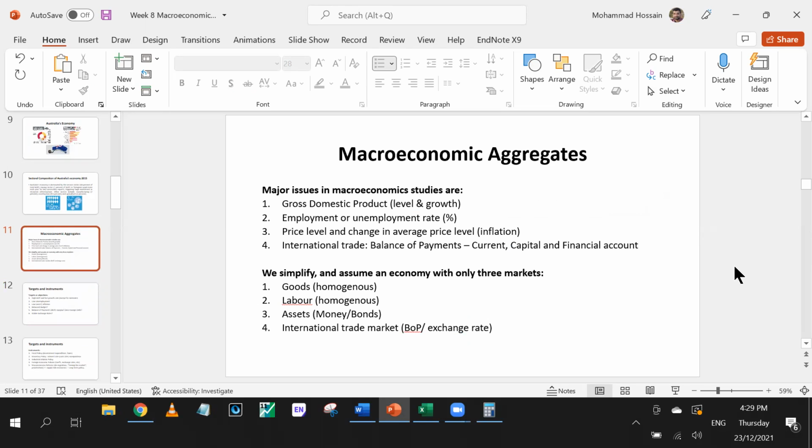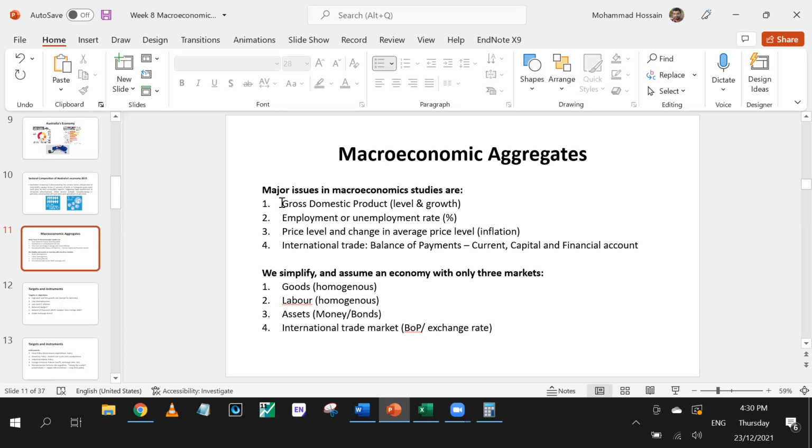All right, now let's talk about macroeconomic aggregates. What does it mean? Major issues of macroeconomic studies are gross domestic product, employment, unemployment. These are the things to check when we talk about macroeconomics. We talk about GDP, employment, unemployment, inflation, balance of payment. These are the things we check mainly.